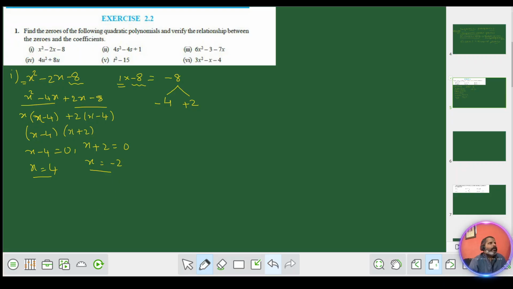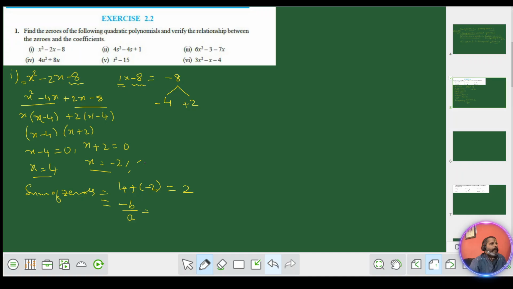Okay. Now we found the zeros. Check out the question: find the zeros. We are done. Then verify the relationship between the zeros and coefficients. Now we are to do that. That is, sum of zeros. You add the zeros you got from solving the equation: 4 plus minus 2, we get 2. This should be compared with the coefficients of the quadratic expression, that is minus b by a. We have not extracted a, b, c here. I'll just write here.